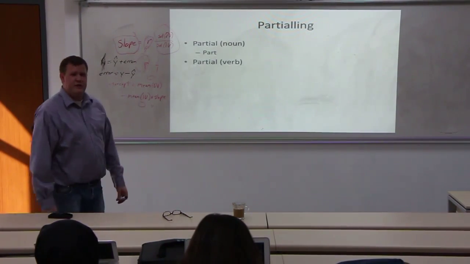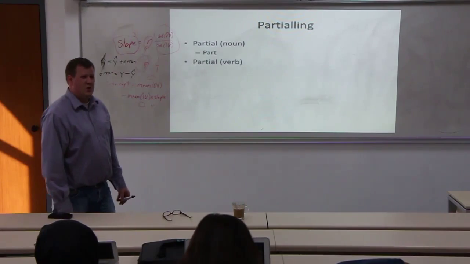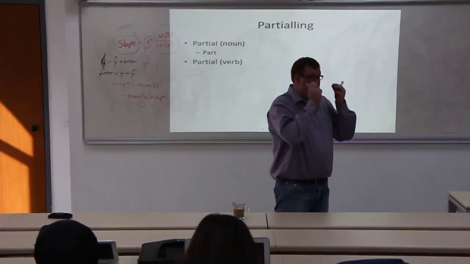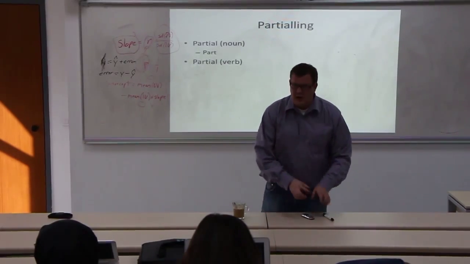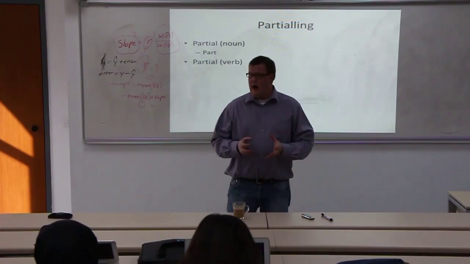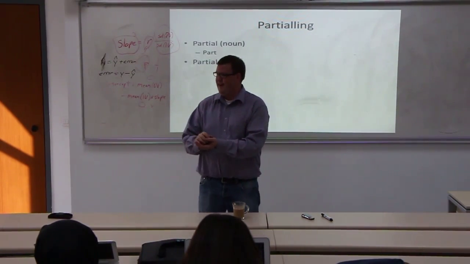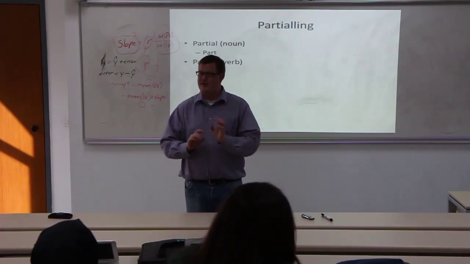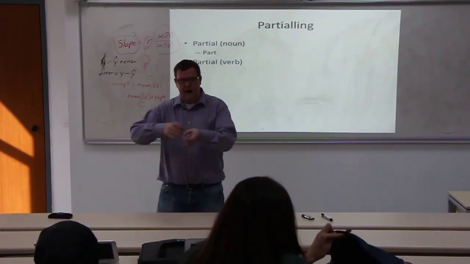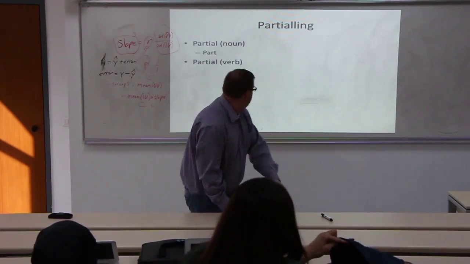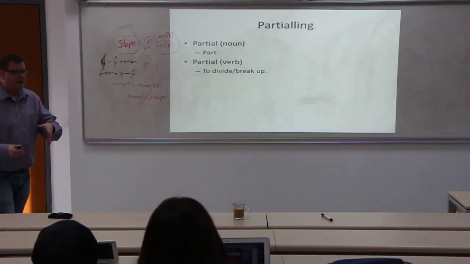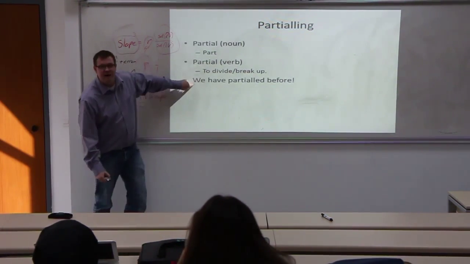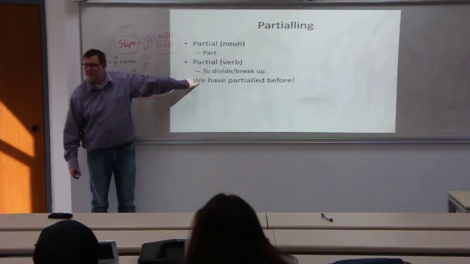The second one has to do with the verb. So what is partial in a verb sense? To make something into parts. I have an orange. Who's hungry? I will partial the orange into pieces. I will divide the orange up and I will share it. So partial as a verb is like dividing something up or breaking something up. We have done this before. Where have we broken things up?